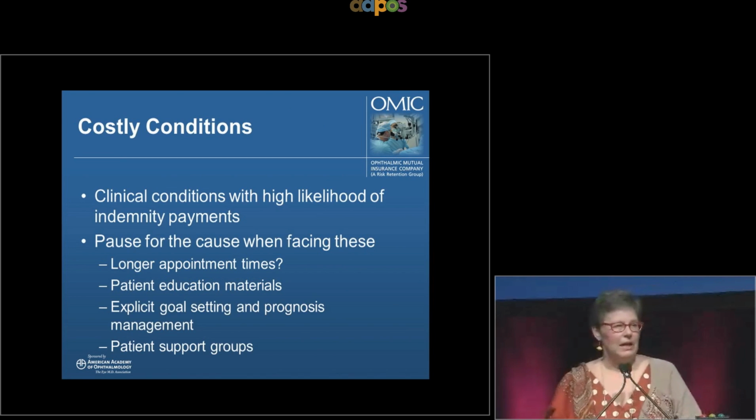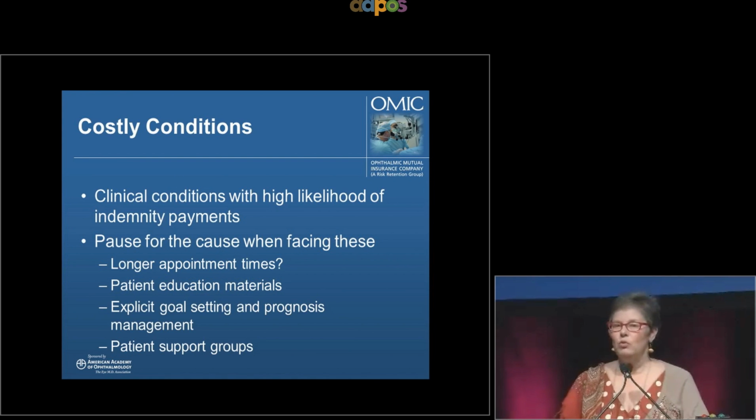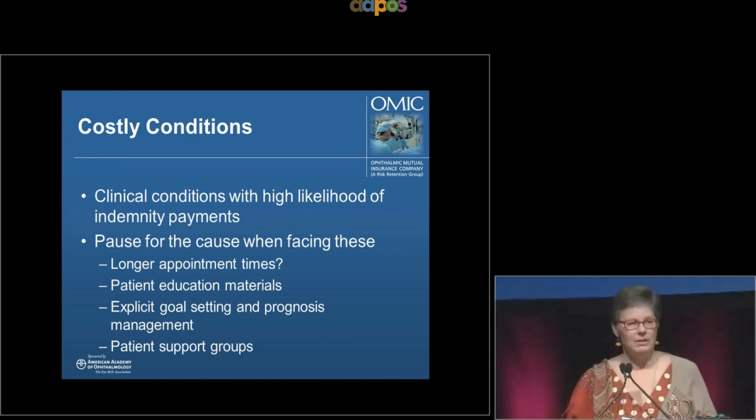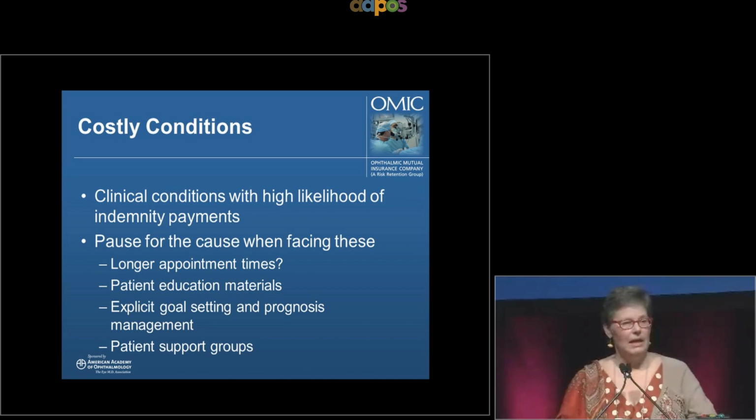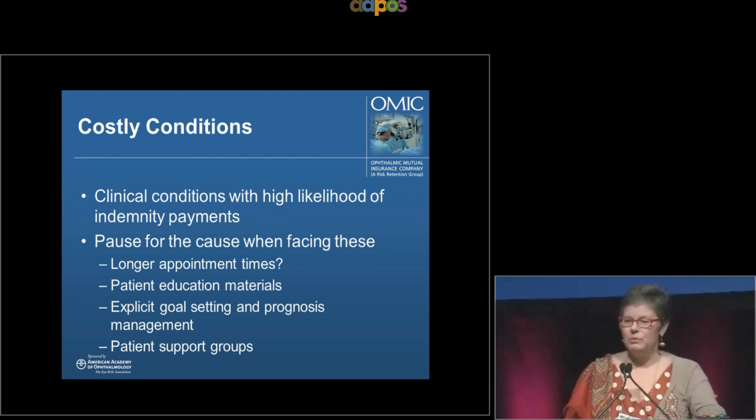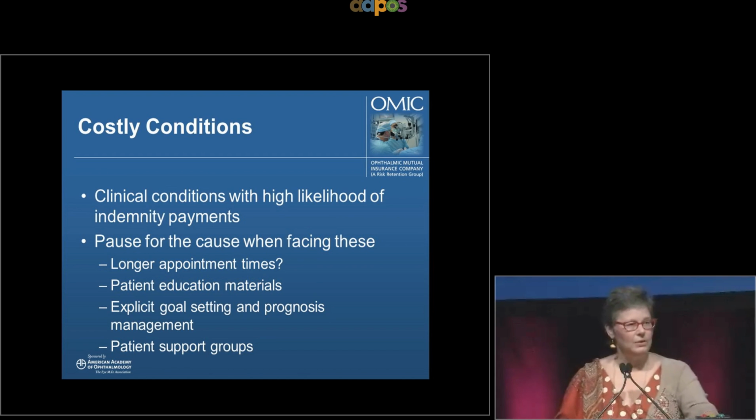So obviously our goal here is we wanted to get some data, but also what can you do differently, what should you be doing differently in your own practice. So I tried to aggregate this into lessons learned. My first of two categories is what I call costly conditions. These are ones where there's a high likelihood where not only will you be sued, but you're going to have to pay to close the case. And so what can you do to make this less likely to happen to you?